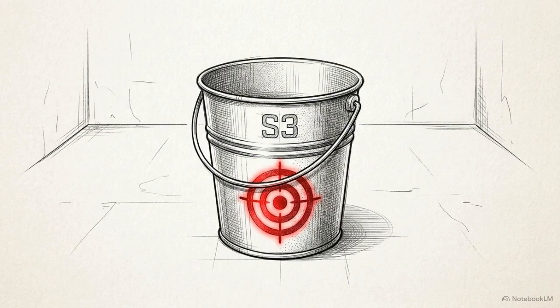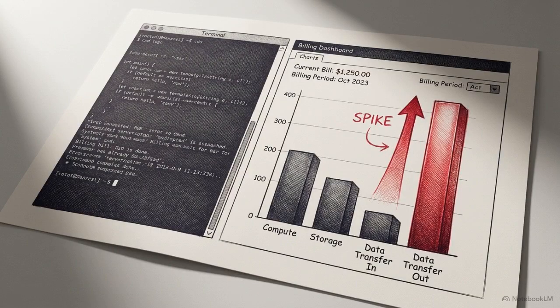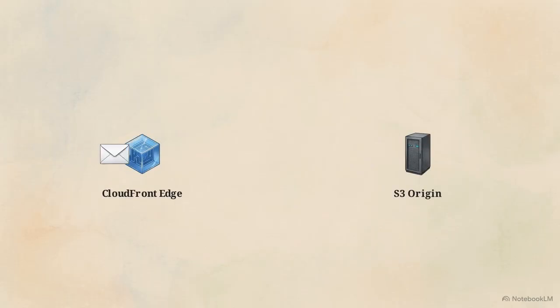If your origin is a public Amazon S3 bucket, all the CDN security in the world won't protect you. Attackers can simply bypass CloudFront, query the S3 bucket directly, steal the content, and stick you with massive egress data transfer bills. To close this, AWS introduced Origin Access Control.